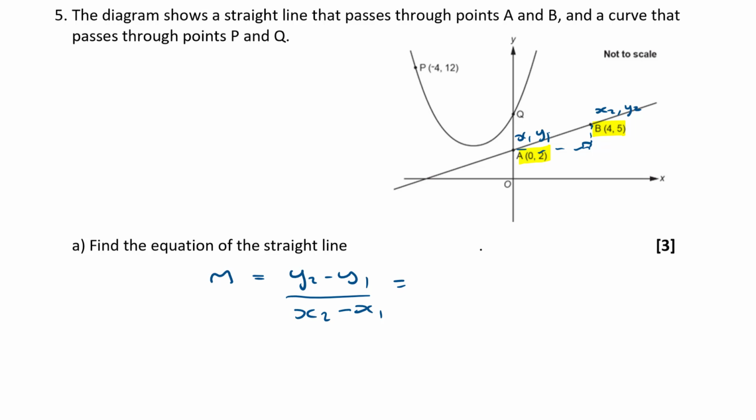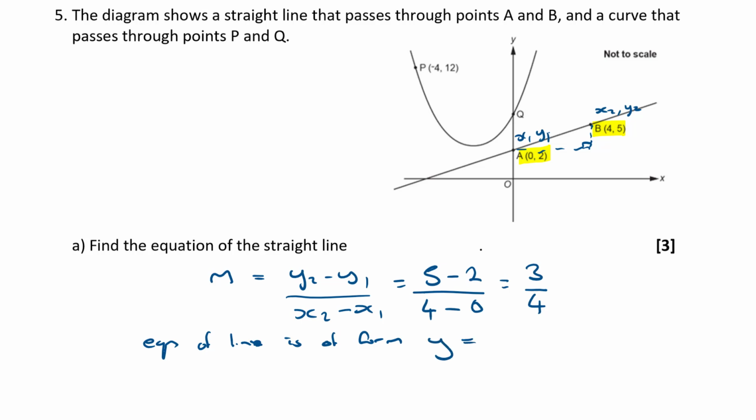That y2 is going to be the y coordinate of the second point, 5, subtract the y coordinate of the first point, 2, divided by the x coordinate of the second point, 4, subtract the x coordinate of the first point, 0. Okay, so 5 subtract 2 is 3, 4 subtract 0 is 4, so our gradient then is 3/4. Okay, so now we know that, we can say that the equation of the line is of the form y is equal to mx plus c.